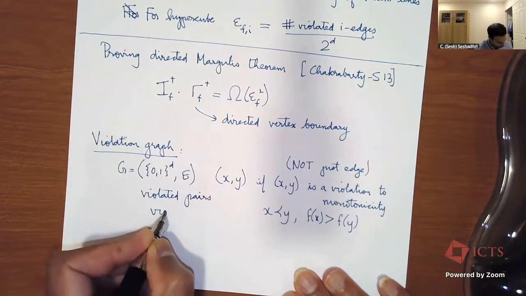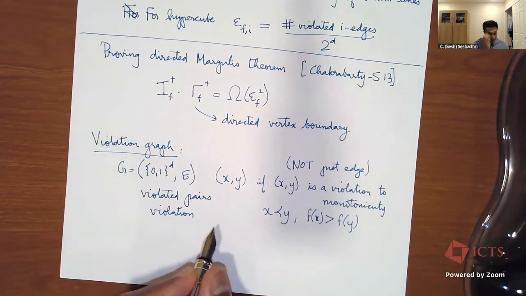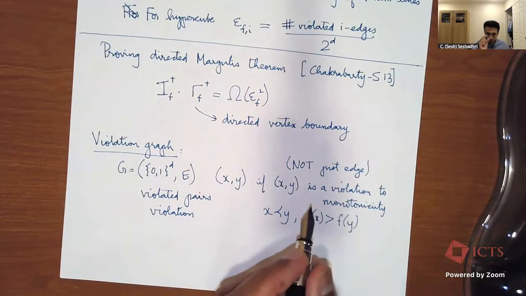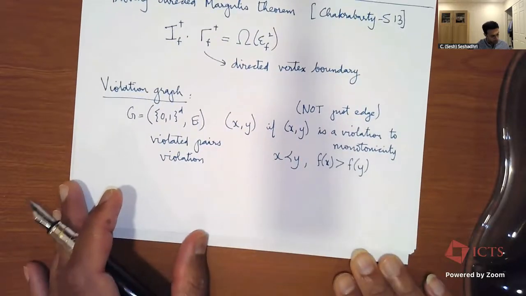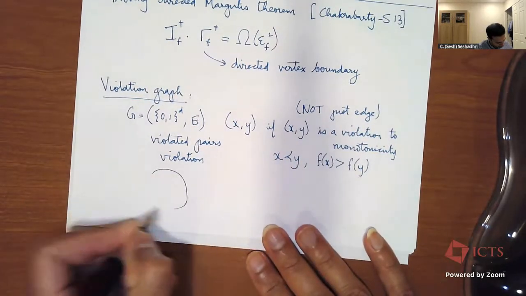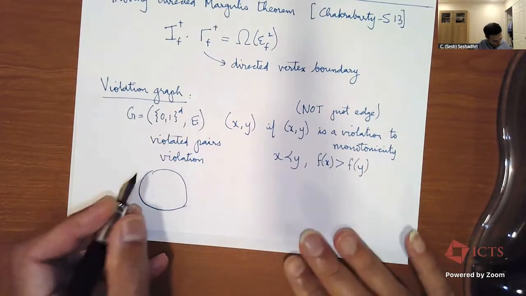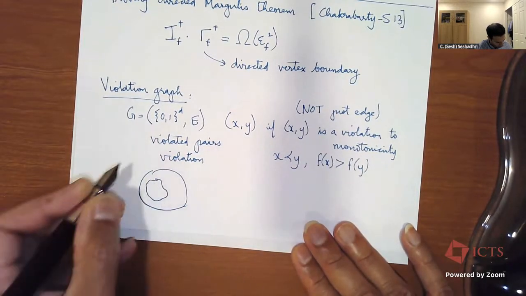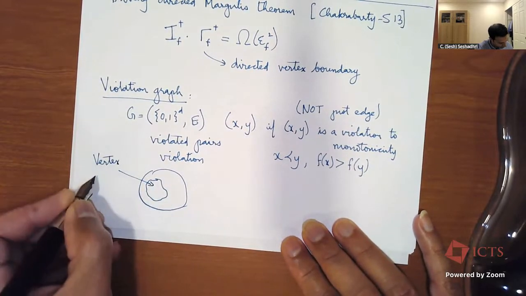Which I will just refer to as a violation. When I say violated edge, I'm referring to the edge tester and the edge, but I'll call these violated pairs. Okay, so let's take the violation graph. So this is some set of edges. And so consider any vertex cover.